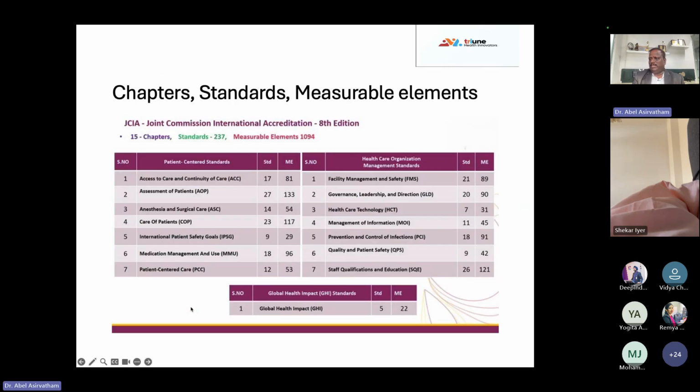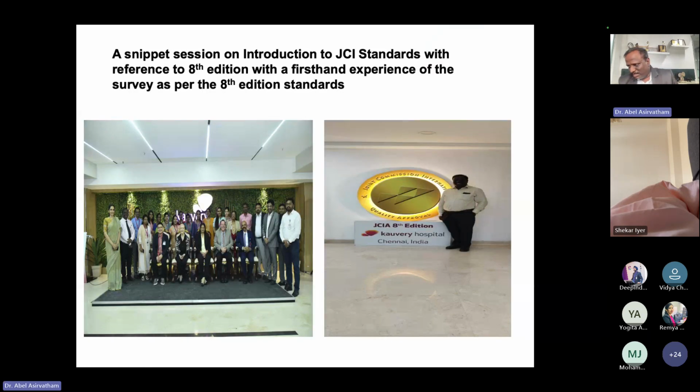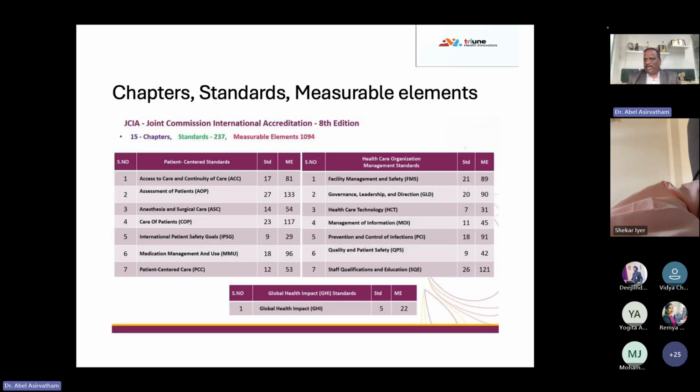So this was the hospital recently which I completed last month. That was one of the first few hospitals in the world to get their initial accreditation as per the 8th edition standards. Okay. So as you know, JCI has introduced two new chapters. That is one on healthcare technology and the second being on global health impact. We have about now 15 chapters in JCI, 237 standards and about 1094 measurable elements.